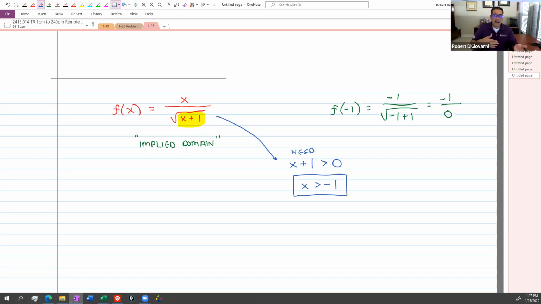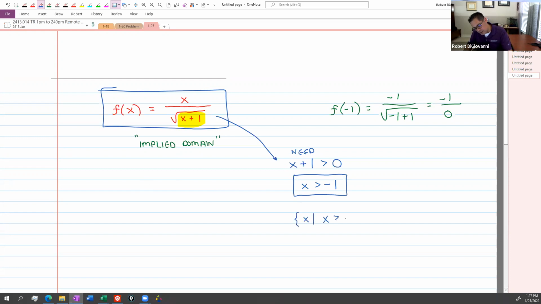The implied domain is the domain, all right? It's the same thing, except I'm not writing it down. Every time somebody writes a function down, there is an implied domain, which means there's a domain that you would have to go figure out and make sure you understand what it is algebraically. So another way of writing this would be the set of all x such that x is bigger than -1.